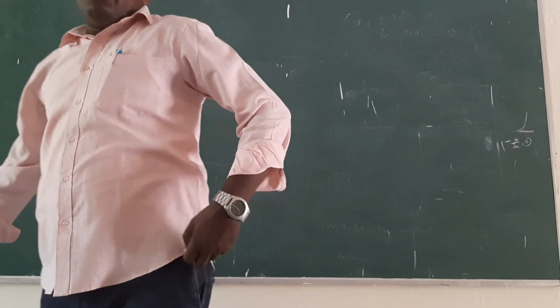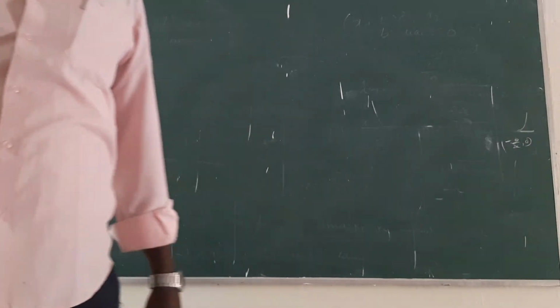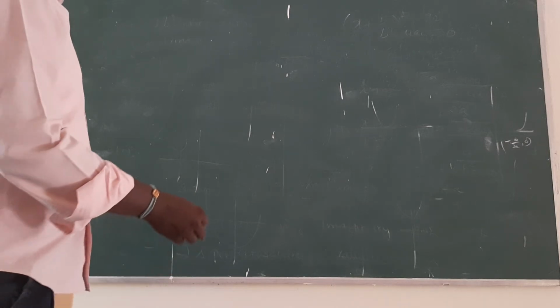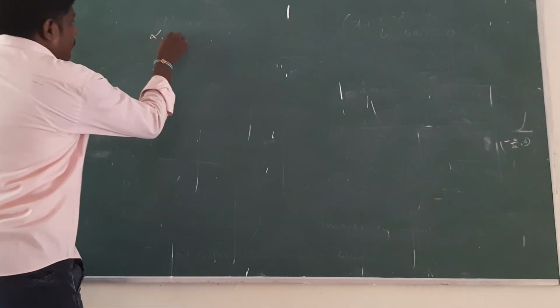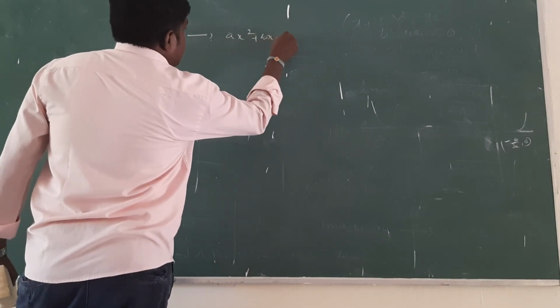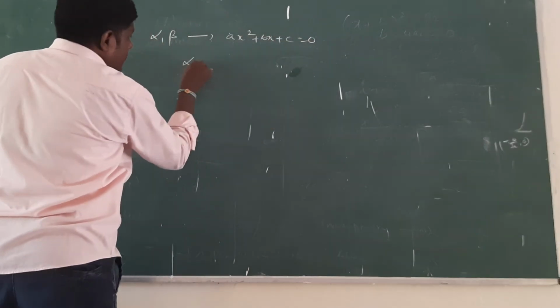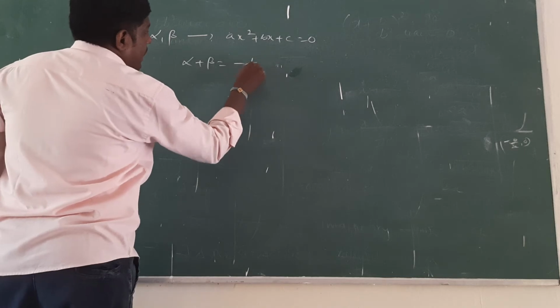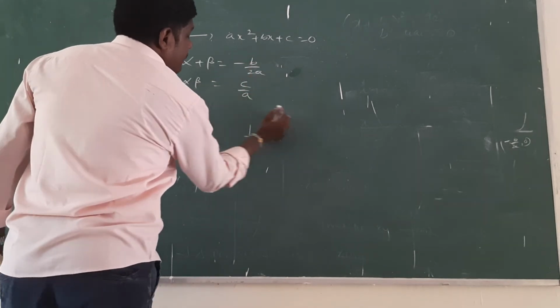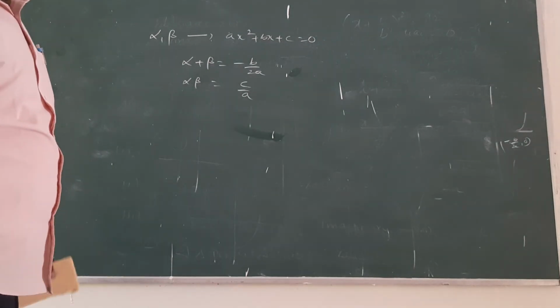I will give some formulas. If alpha, beta are the roots of the quadratic equation ax square plus bx plus c is equal to 0, then alpha plus beta is equal to minus b by a, and alpha into beta is equal to c by a.